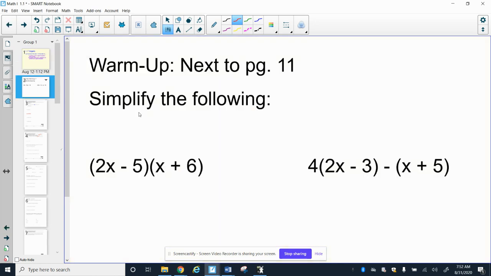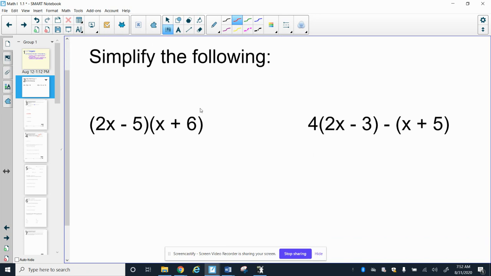Okay, so we're going to be in our textbook today. First, we're going to do a quick warm-up. We'll do it next to page 11. These are 2 problems from what we did last week. So why don't you attempt both of these right now, and then we'll check and see how we did on them. Okay, so these are both review problems.